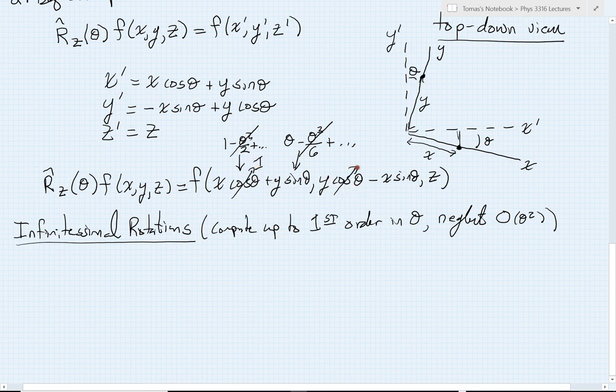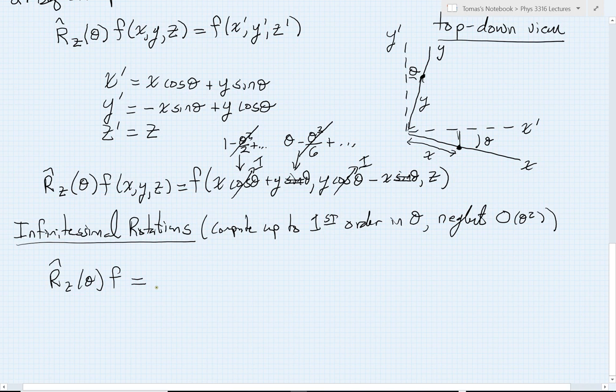So I can eliminate those. And the sine thetas just become theta. So I can just, if you want, scratch out the sine theta, at least to this order. Now, continuing along with this idea, I'm looking at a small rotation on my function f.